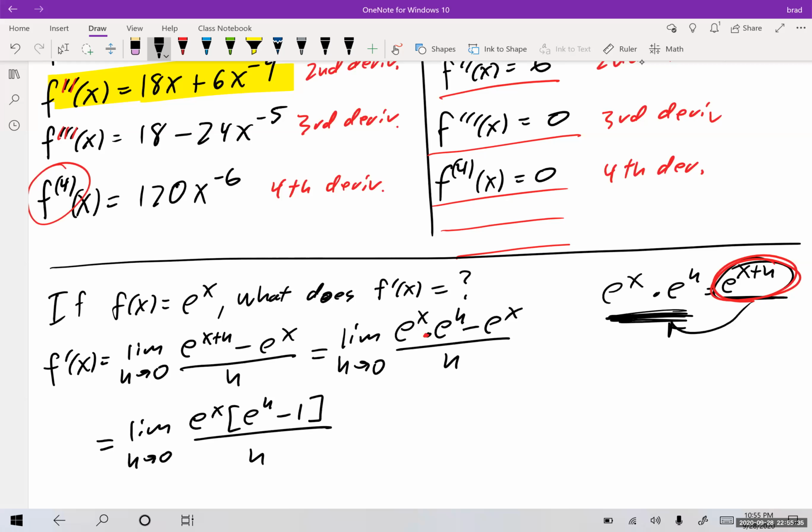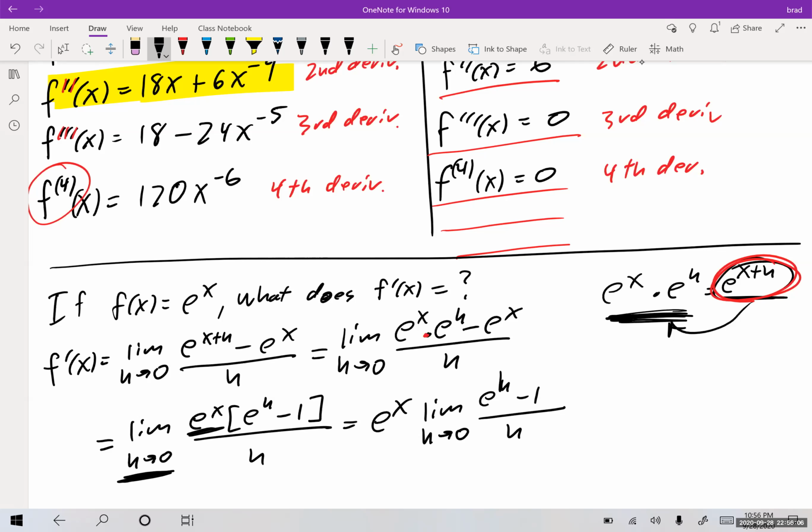Now we know that e to the x doesn't depend on this limit of h. So as far as the limit's concerned, it can come outside of the limit. So I'm going to rewrite this as e to the x, times the limit as h approaches 0 of e to the h minus 1 all over h. Notice this is an h and this is an x. It's not a constant, but as far as the limit's concerned, we can treat it like one.